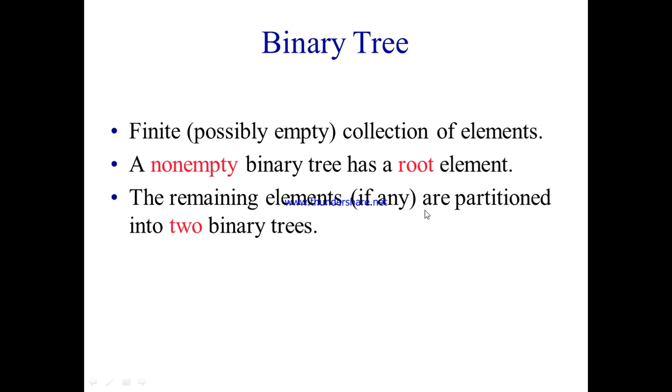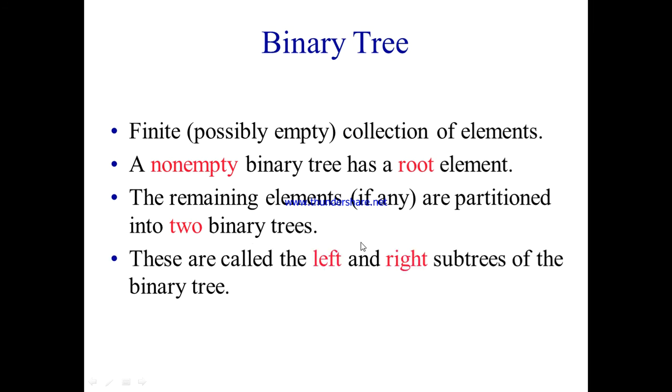The remaining elements are partitioned into 2 binary trees. The partition into 2 binary trees means 2 subtrees. That means you cannot have more than 2 children at any node. For the root node there are 2 children. The left is also a binary tree, the right is also a binary tree. So the remaining elements, if you have any, must be divided into 2 binary trees, and these are called the left and right subtrees of the binary tree.